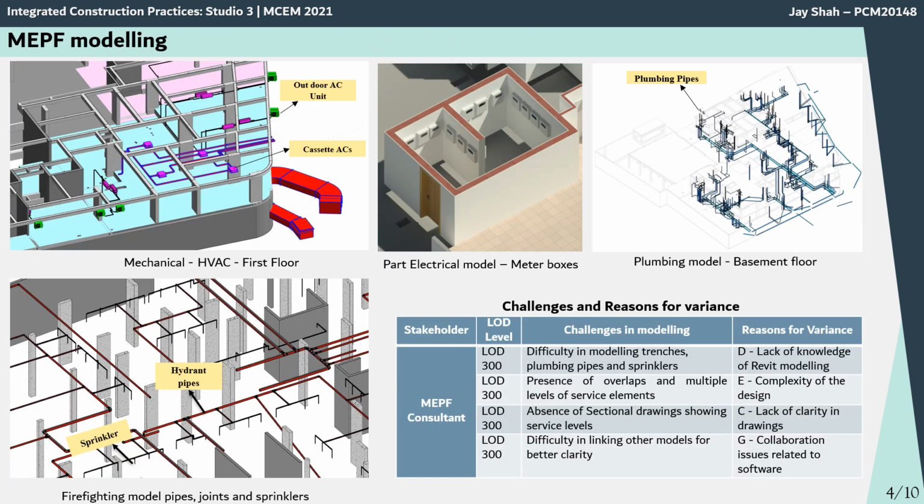Different mechanical, electrical, plumbing, and firefighting models were created and then integrated, and the various elements of the models have been shown here. The below table shows the challenges and the reasons for the variance. We found various challenges like difficulty in modeling trenches, plumbing pipes and sprinklers, and its reason was lack of knowledge of Revit modeling. We also faced the challenge of absence of sectional drawings showing the different service levels, which was due to the lack of clarity in the given drawings.